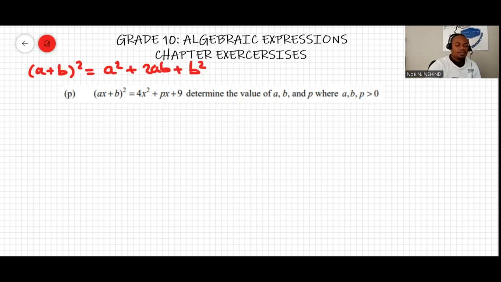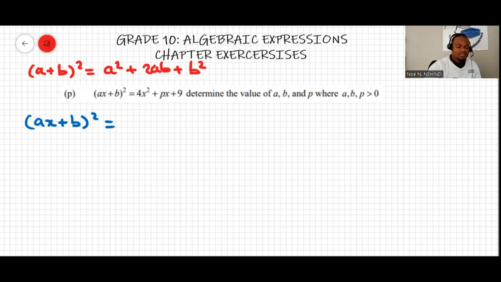Okay, this will be equal to that. Now I'll say this part here, we can extend it to this form. I prefer to use brackets first. Let me write ax plus b raised to the power of 2.